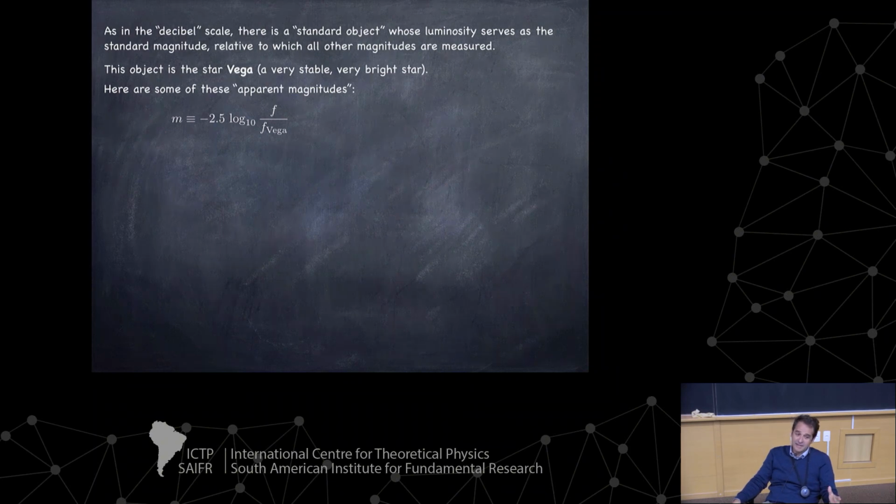So the object that people have used for a long time was a very stable, very bright star called Vega. More recently, they finally gave up on Vega. It's like giving up the meter in Paris. You now define it in terms of some absolute physical property, some sort of state of an atom somewhere. And astronomers have now defined some absolute magnitudes relative to some physical parameters, but let's say for a long time this was the standard. So the apparent magnitude of an object is the flux of the object divided by the flux of the Vega star, and the log 10 of that.